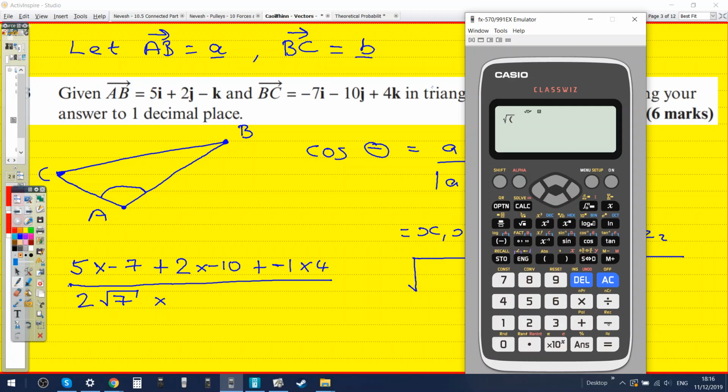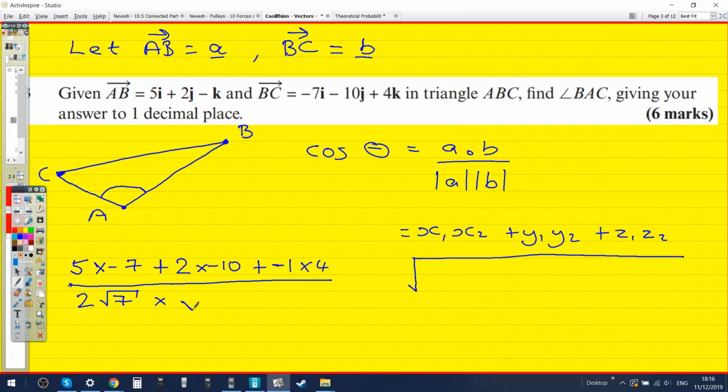It should be just the square root of minus 7 squared. Did you put it in a bracket? Yeah. Plus minus 10 squared. It'll definitely work because when you square it becomes positive. Yeah. So root 165.